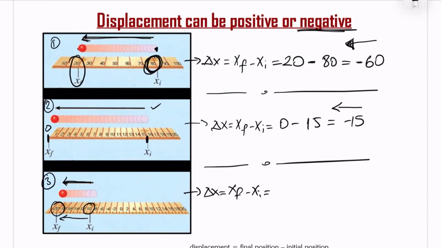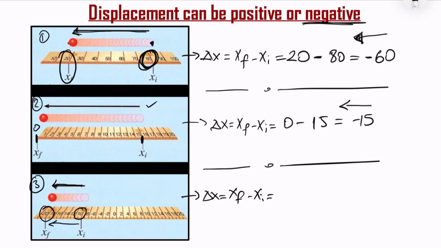That means it's moving in the negative direction and on the negative side. In the first and the second picture, it was moving from the positive side in the negative direction. The result becomes negative. Now it's moving in the negative direction and on the negative side. So what's the final position?